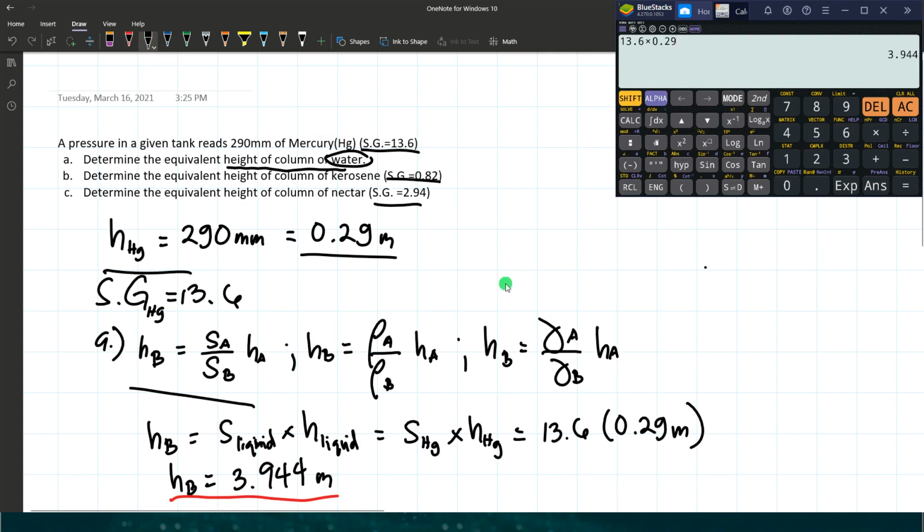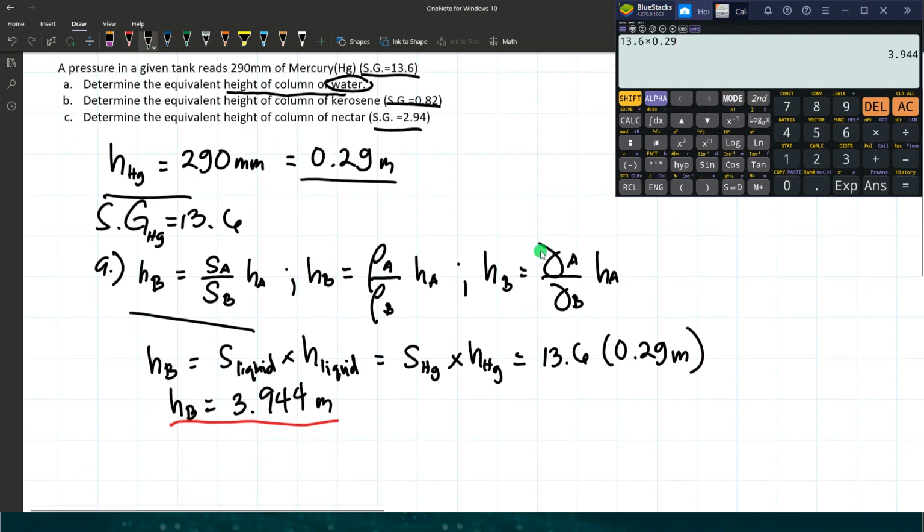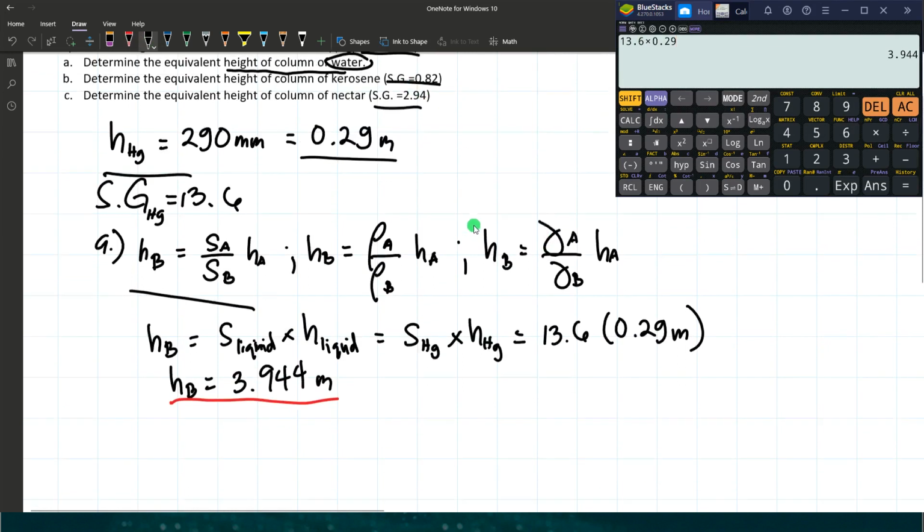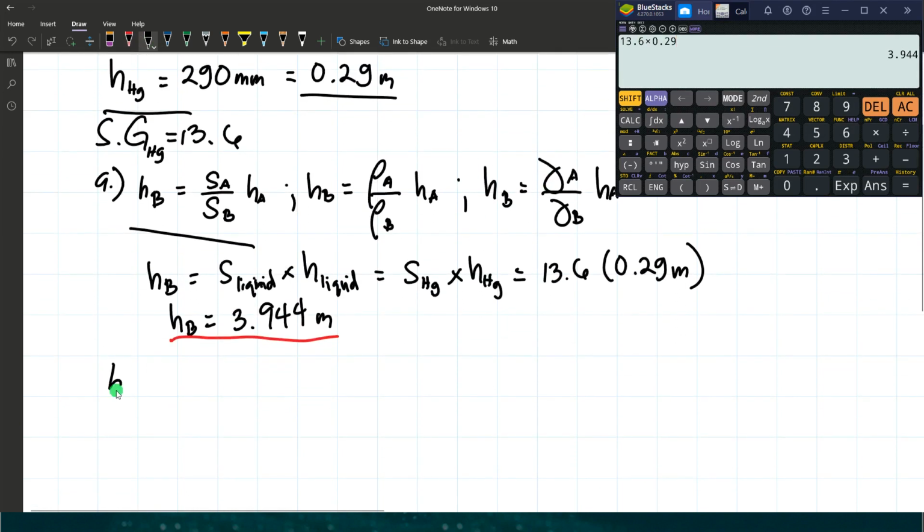For B, convert it to kerosene. Specific gravity of 0.82. So specific gravity S for kerosene is 0.82. So same procedure. Since it's not water, we can use now this solution right here.